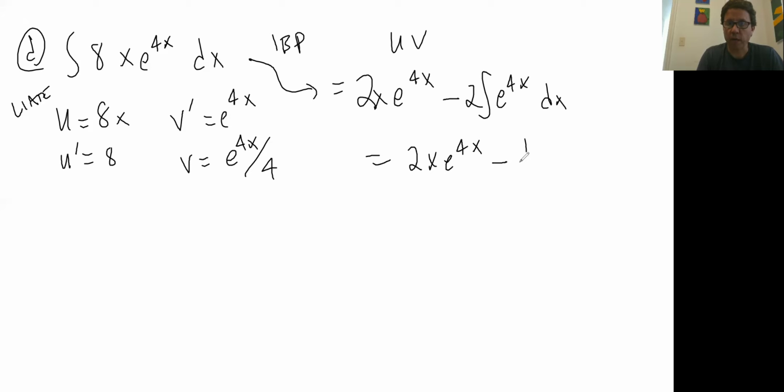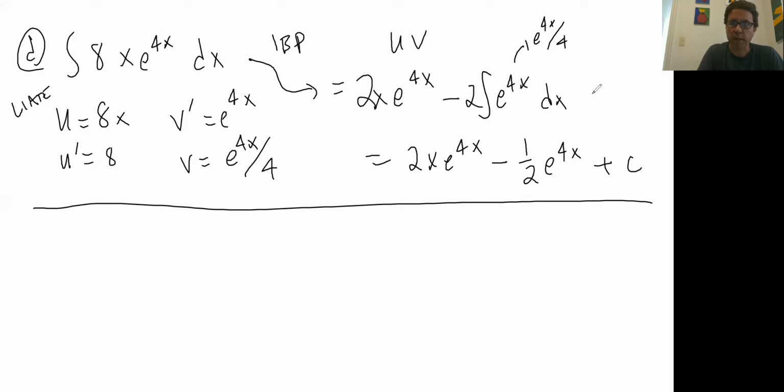And now it's easier, so when I integrate that out, I get 2x e to the 4x. Integrate this one, I'll have a half e to the 4x. Because again, I'll do the antiderivative of that, and it's e to the 4x over 4, and the 4 and the 2 cancel, so we have half. So that's integration by parts.